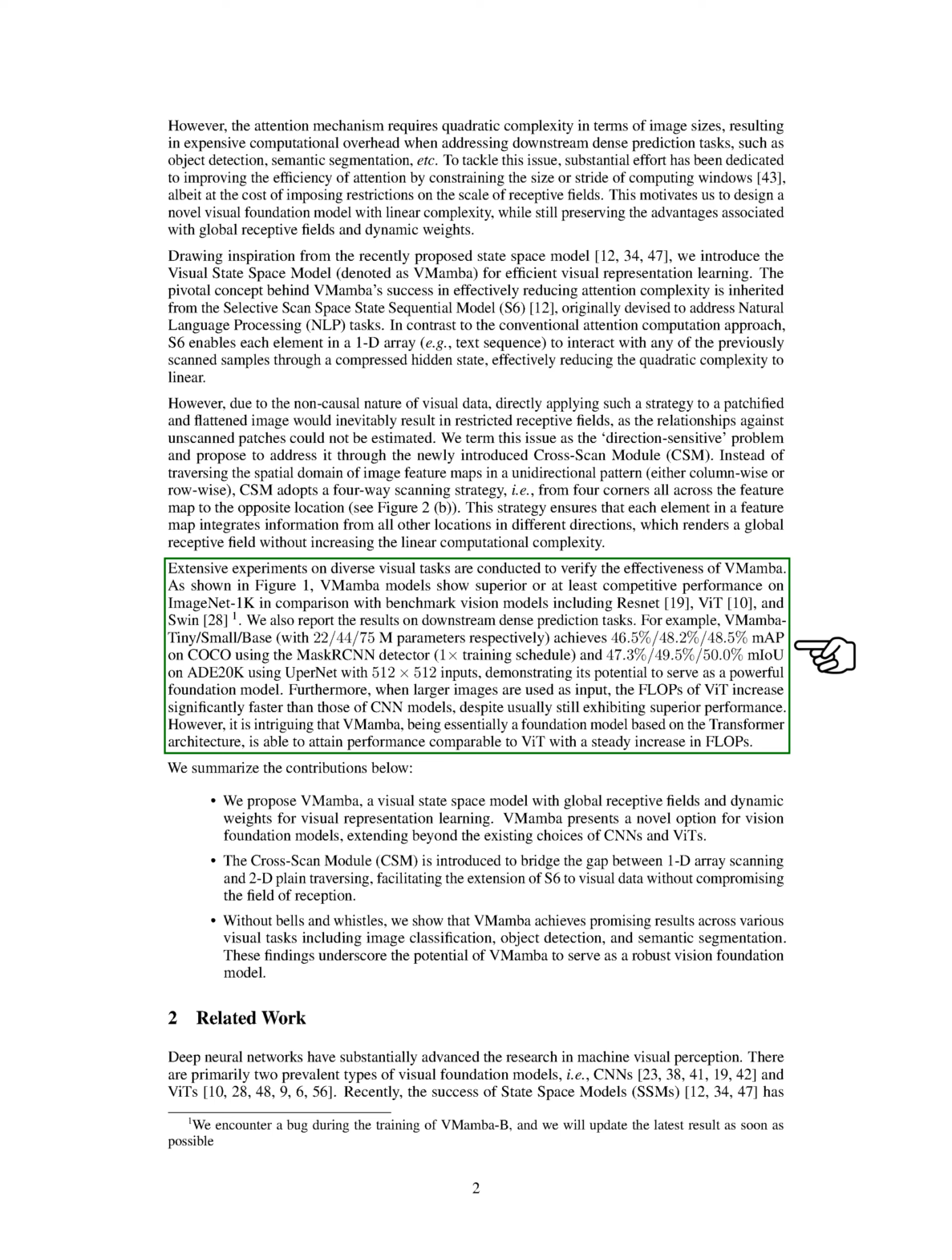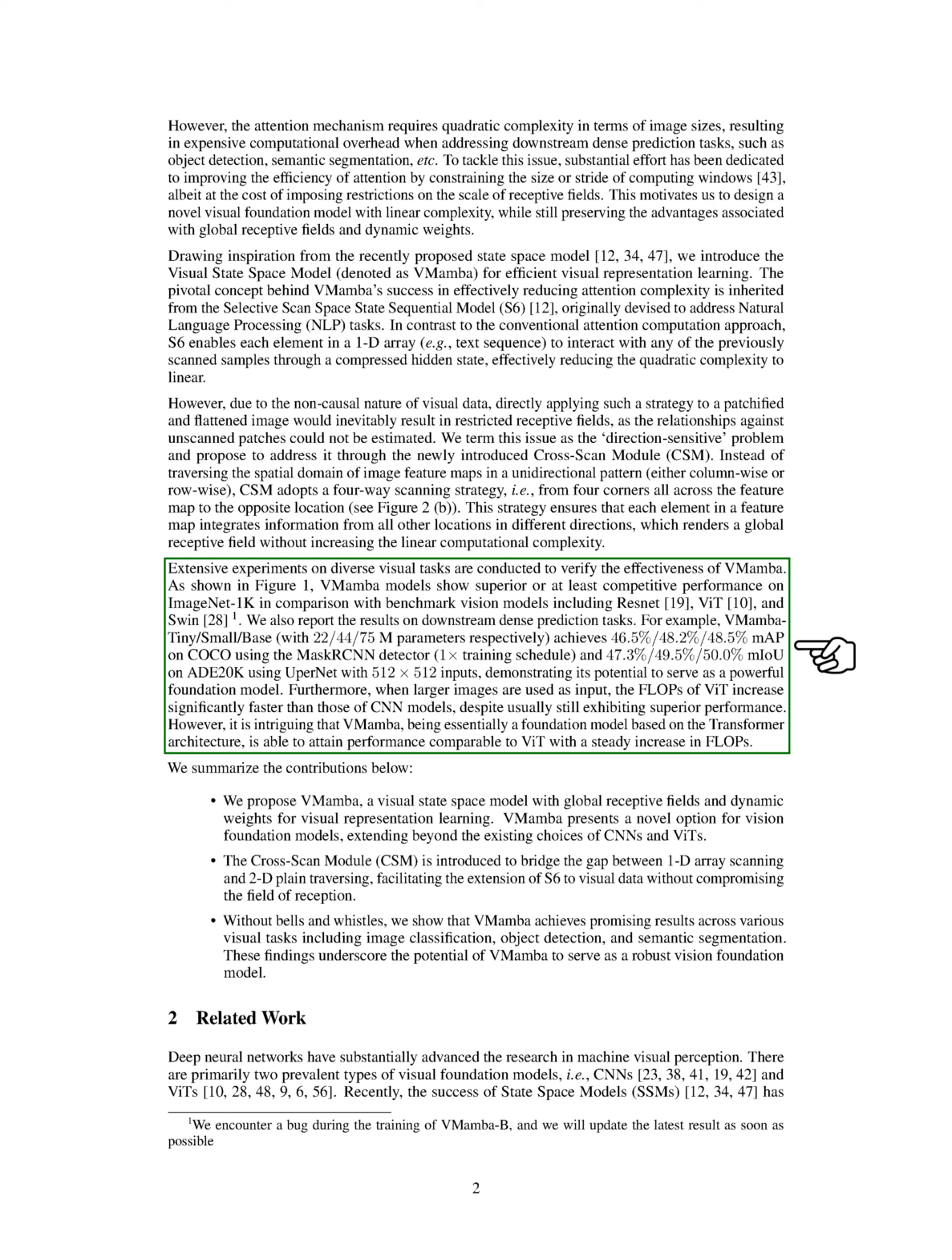For example, V Mamba Tiny, Small, Base, with 22, 44, 75 million parameters respectively, achieved 46.5%, 48.2%, 48.5% mAP on COCO using the Mask RCNN detector and 47.3%, 49.5%, 50.0% mIoU on ADE20K using UperNet with 512 by 512 inputs. This shows that V Mamba has the potential to be a powerful foundation model.